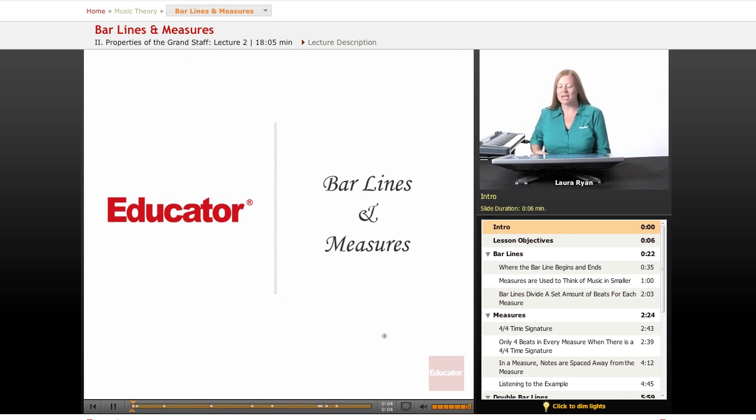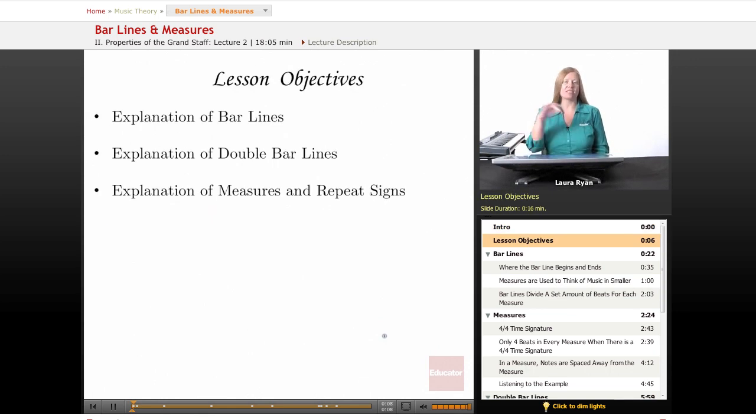Today's lesson will be bar lines and measures. So we just explored our staffs in the last lesson. In this lesson, we're going to be creating bar lines and measures and visually dividing up the staff so that we can eventually put notes in there and create some songs.